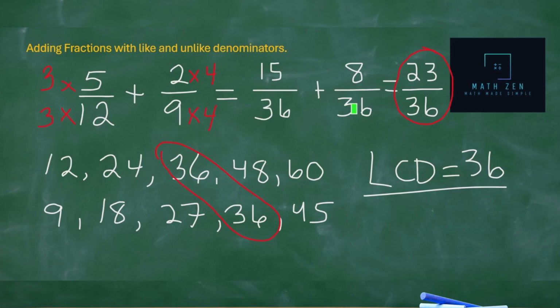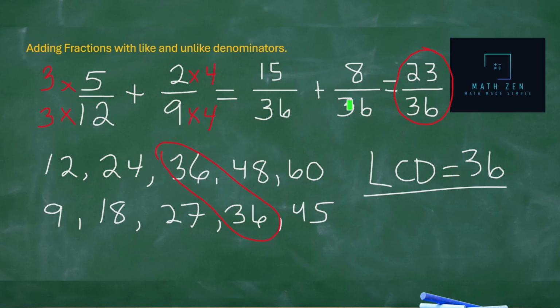And this 36 as well, we couldn't just snap our fingers and make it a 36. We had to say, okay, what did I multiply this 9 by to turn it into 36? Well, 9 times 4 is 36, which means we have to do 4 up top as well. So 2 times 4 is 8.